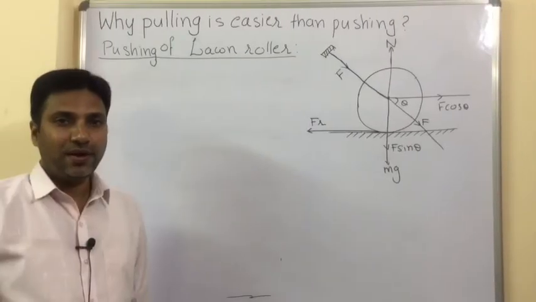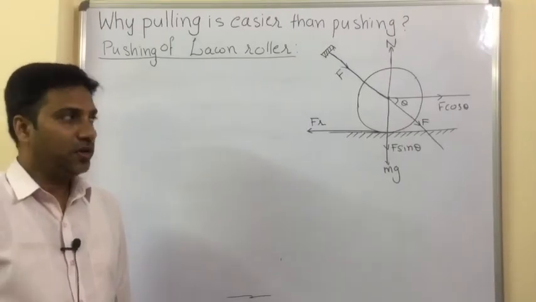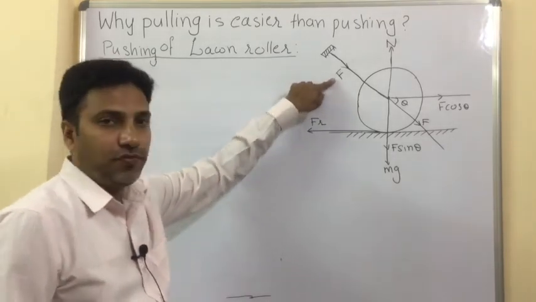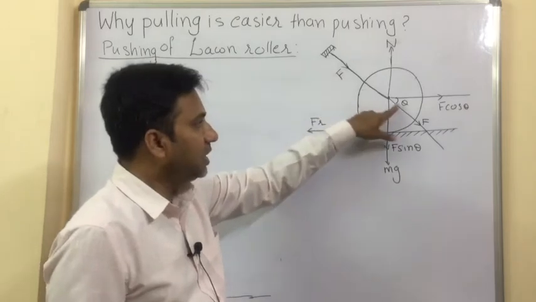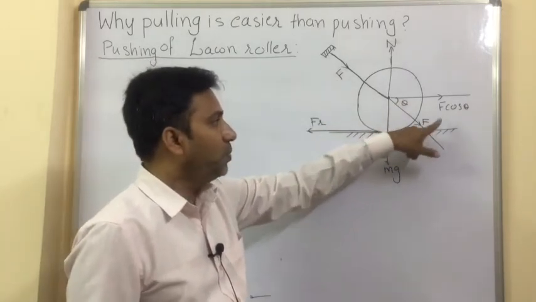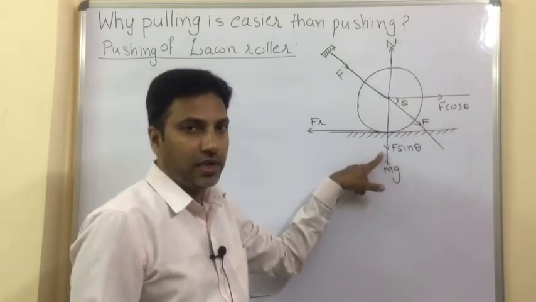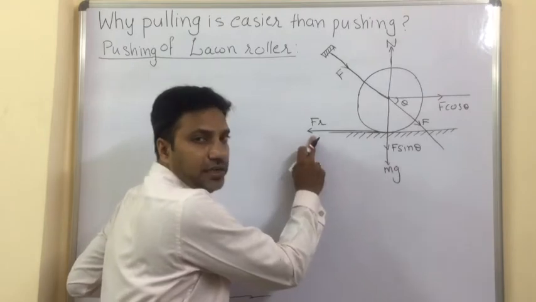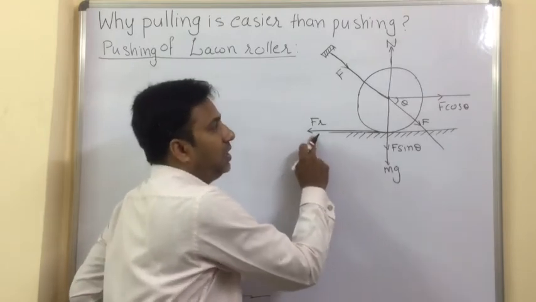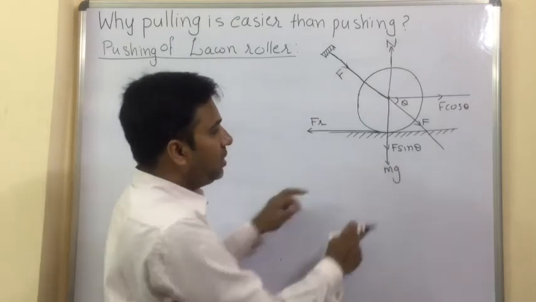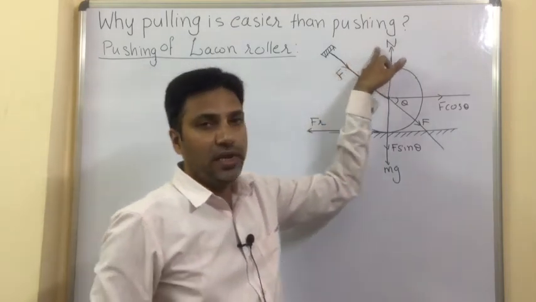Let us see the second part, pushing of a lawn roller. When the lawn roller is pushed with a force F, this force F is making angle theta with the horizontal. Therefore, this force F can be resolved into two components, F cos theta and F sin theta. When the lawn roller is moving towards right, frictional force will act in opposite direction, that is Fr. The weight of the lawn roller is acting vertically downwards, mg, and the normal reaction is acting vertically upwards.